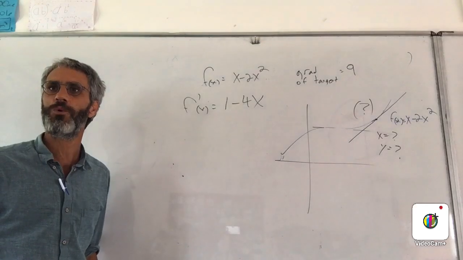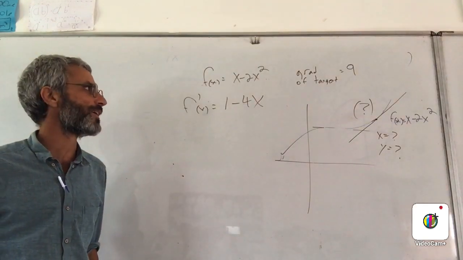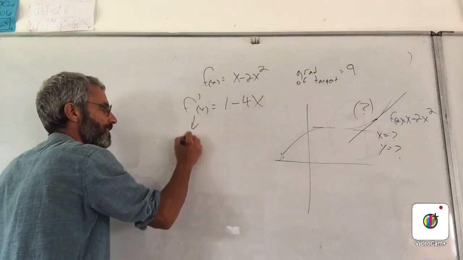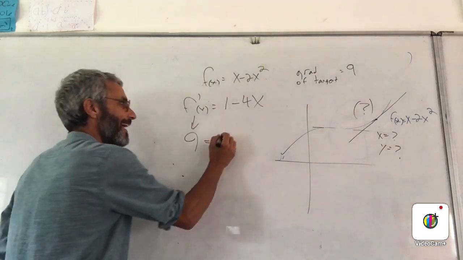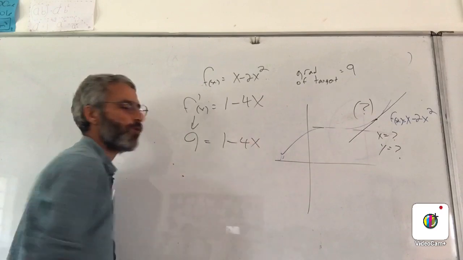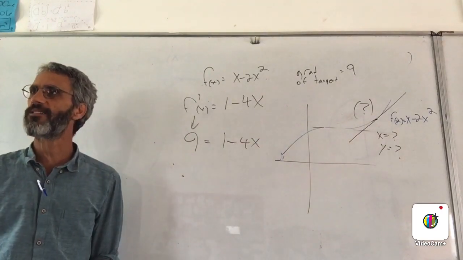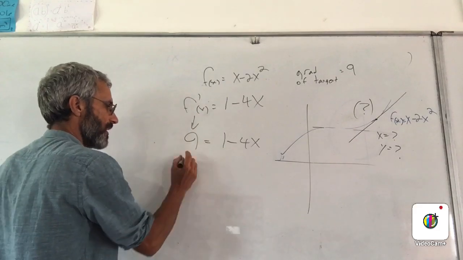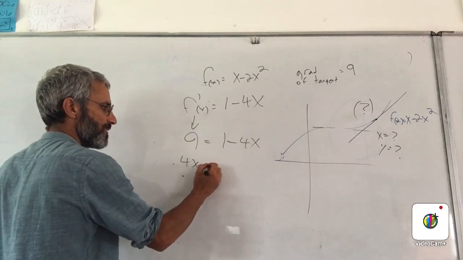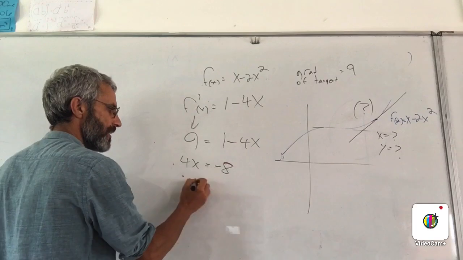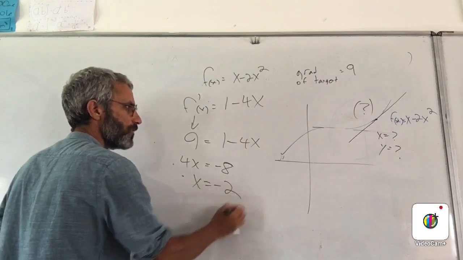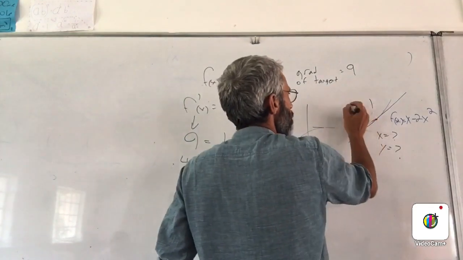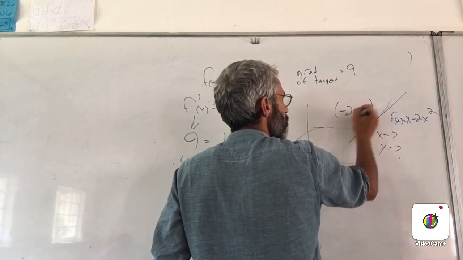So how do I find the x? What do I have to do? Substitute 9 where? For the derivative. I know the derivative is 9, so I'm going to write 9, and that's equal to 1 minus 4x. And that's going to help me find the x. So I'll move the 4x to the other side, so I'm going to have 4x. Move the 9 to this side, I get minus 8. In other words, x equals minus 2. So we know that the x is minus 2.